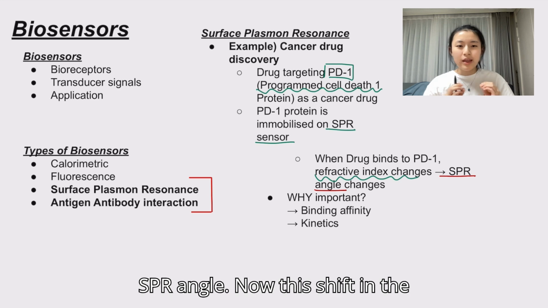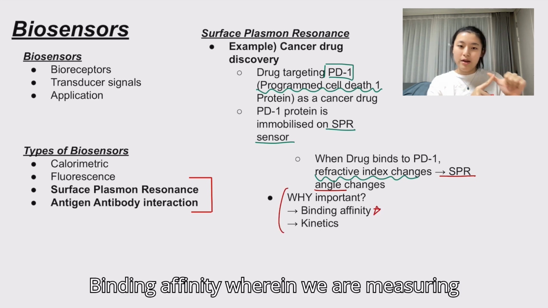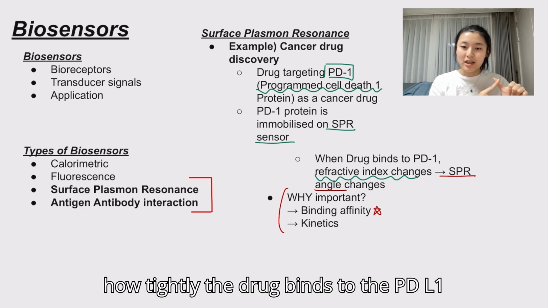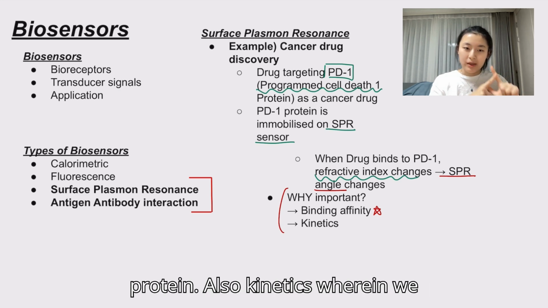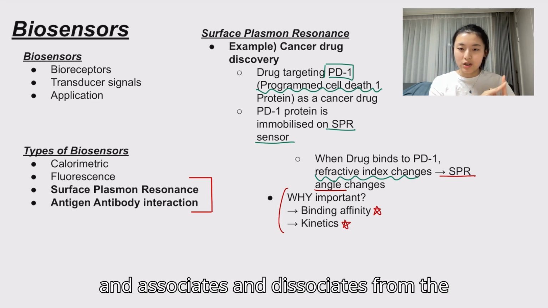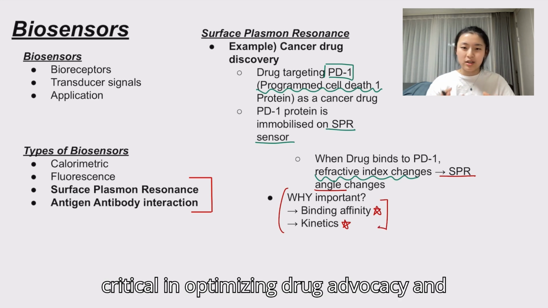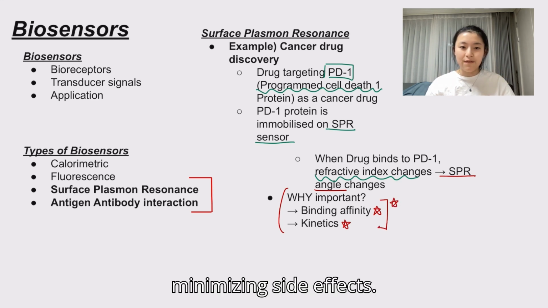Now, this shift in the angle provides data such as binding affinity, wherein we are measuring how tightly the drug binds to the PD-L1 protein, but also kinetics, wherein we evaluate how quickly the drug responds and associates and dissociates from the target. Now, such measurements are critical in optimizing drug efficacy and minimizing side effects.